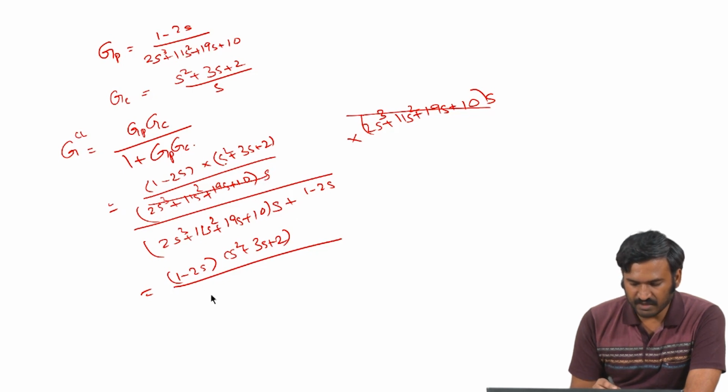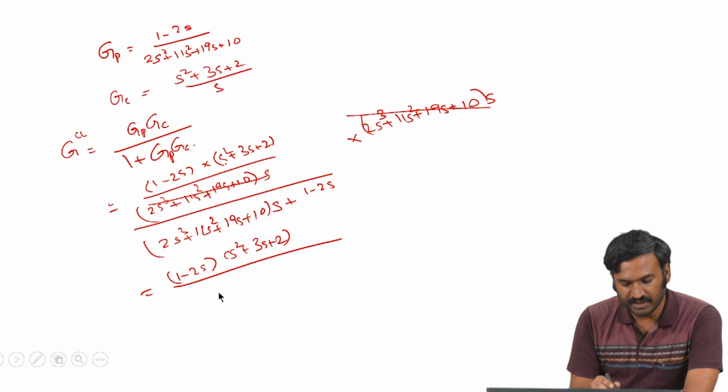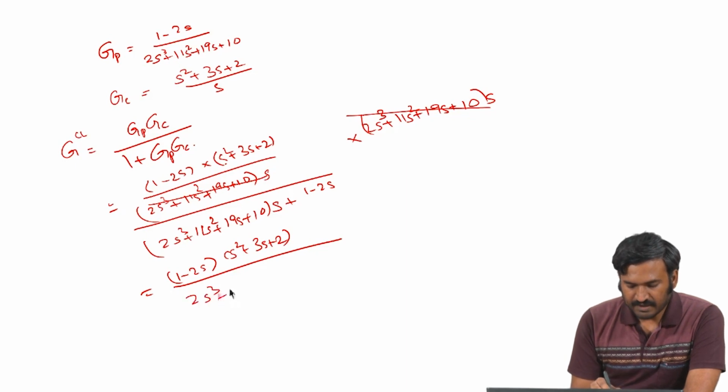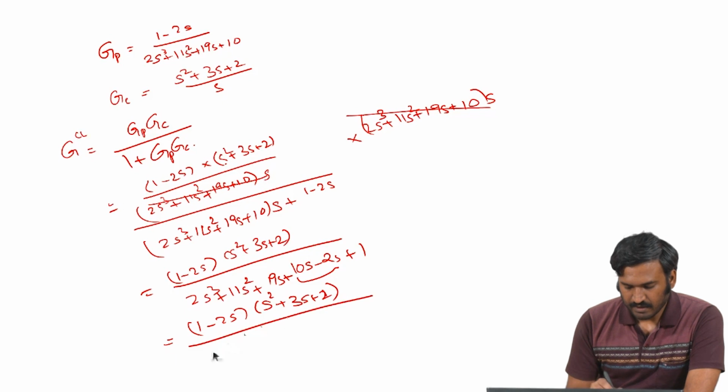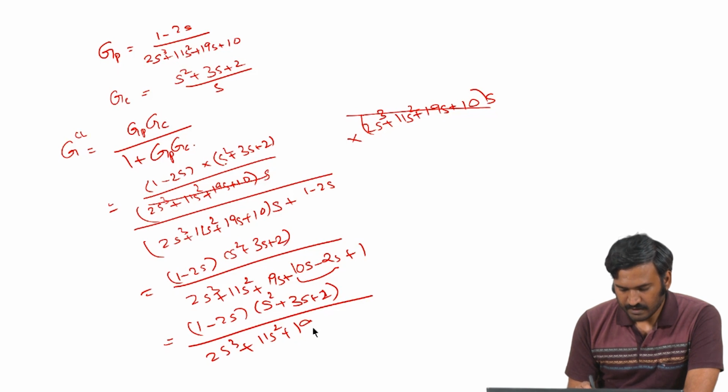so let us just do the multiplication so that we can understand the importance of doing this. So, 2s cube plus 11s square plus 19s plus 10s minus 2s plus 1. Now, you can see we have 2s cube plus 11s square plus s power 4, s cube, s square plus 8s plus 1.